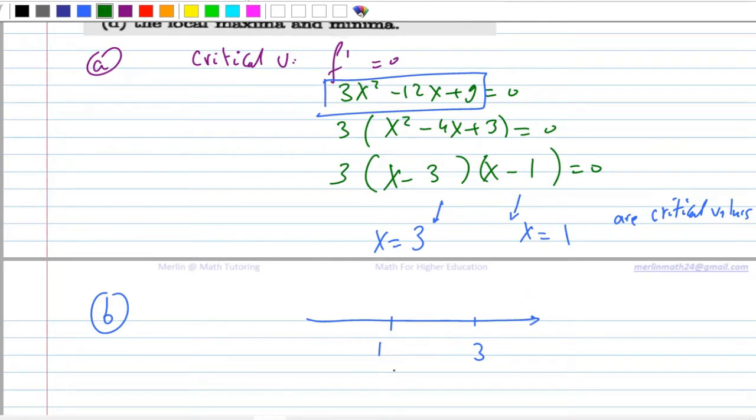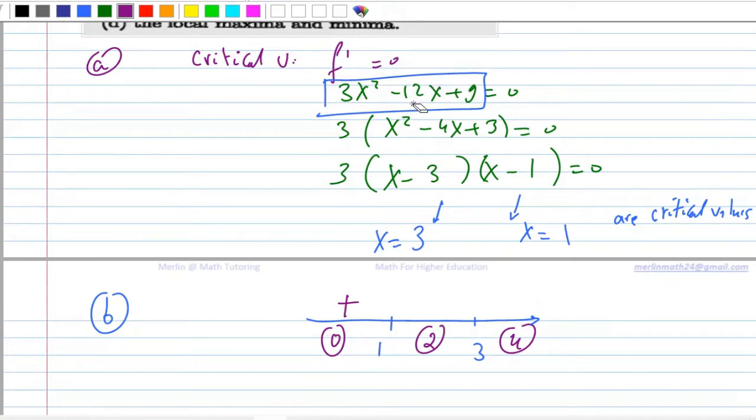So go ahead. I can pick, for example, a 0. I can pick a 2. I can pick a 4. You can pick any other numbers as well. We are interested in telling the sign, the symbol, is it plus or minus only. So if you put a 0, you get plus 9, right? So it's plus, we say.